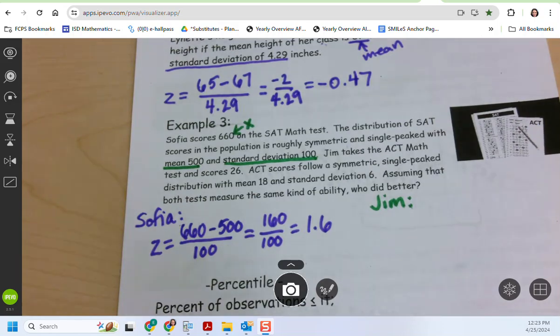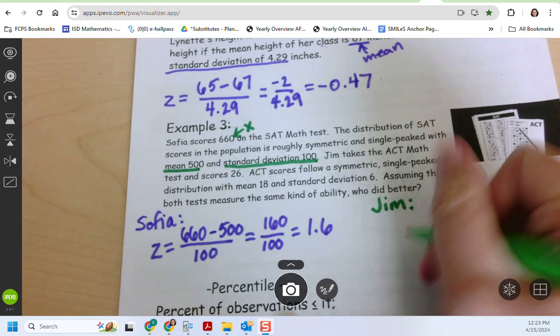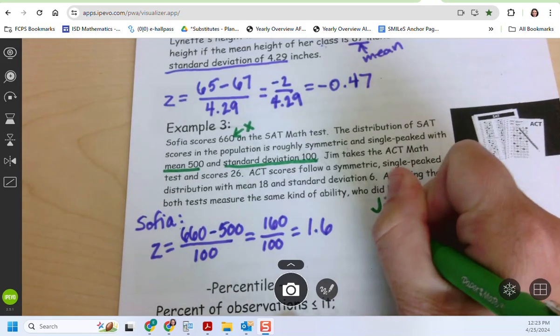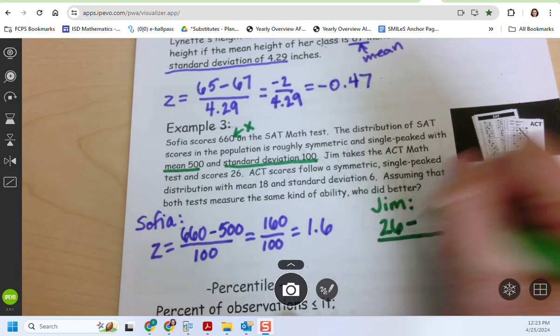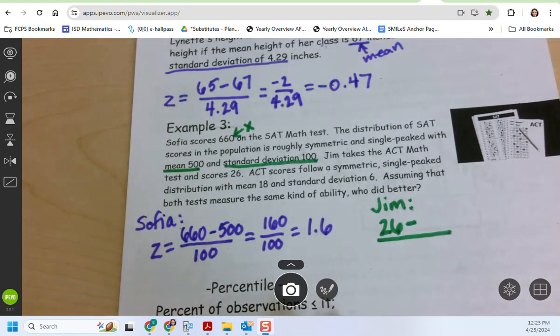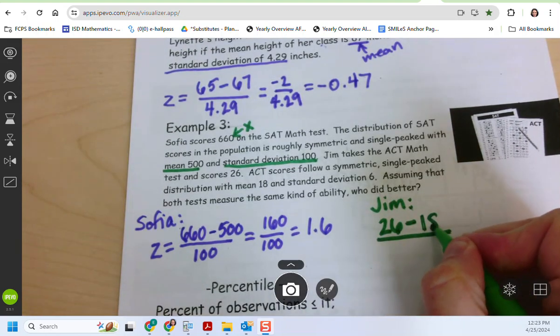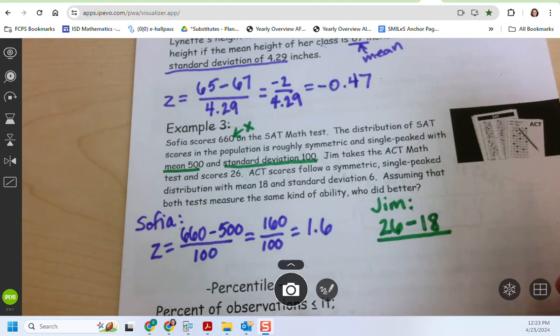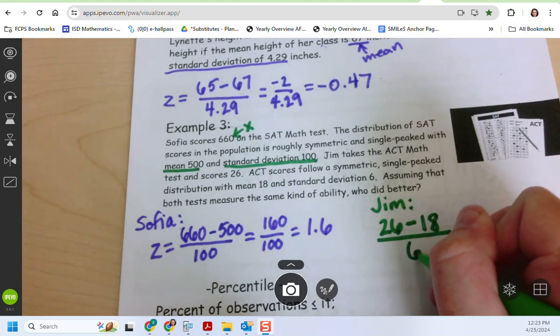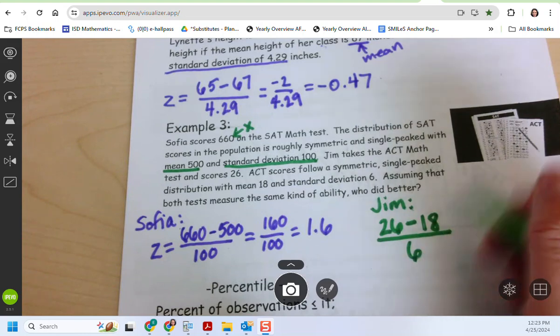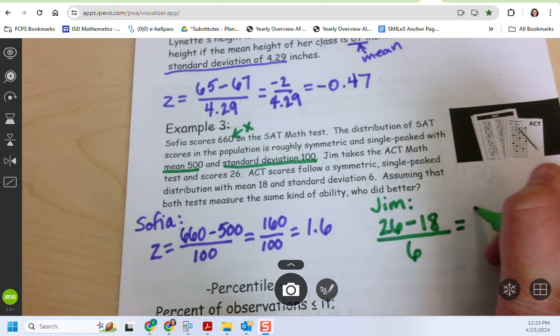Olvin, what did Jim score on the test? 26, good. Okay, minus the mean score. Sophie P, do you have the mean score? 18. And then over the standard deviation. Sophie L, do you have the standard deviation? 6, good. All right, so we're going to do 26 minus 18 over 6.